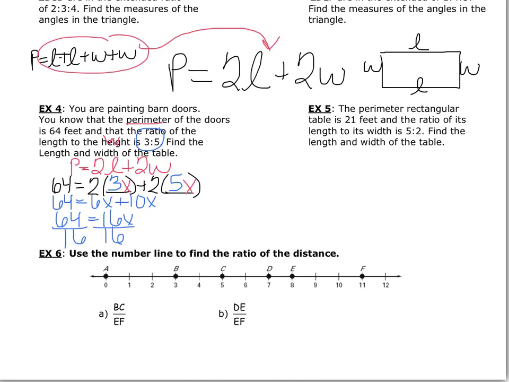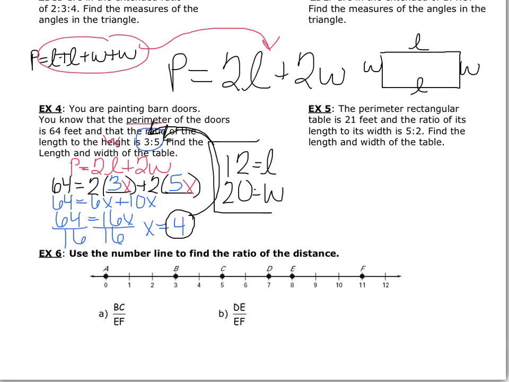64 divided by 16 is 4, and we have to find the actual length and the width. So again, you have to take that factor that's been factored out, and you've got to multiply it back in to get the length and the width. So 3 times 4 is 12. That's going to be our length. And 5 times 4 is 20. It's going to be our width. So again, you're going to do example 5 on your own and come to class with it complete.